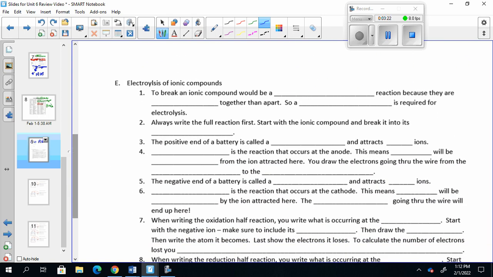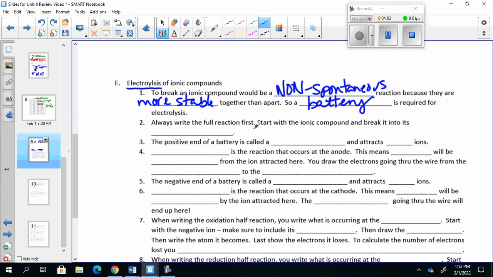Pause the video. All right, so you're back, ready to do electrolysis. Electrolysis is what we did with copper chloride. To break an ionic compound would be a non-spontaneous reaction because they are more stable together than apart. So a battery is needed for electrolysis. When you need to input energy in order to make a reaction happen, it's non-spontaneous.